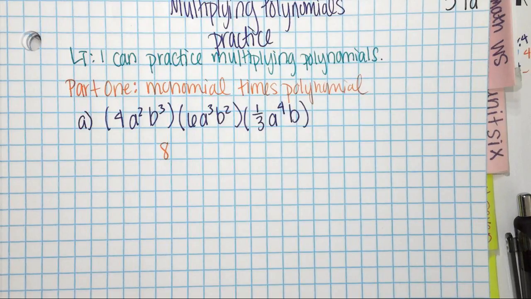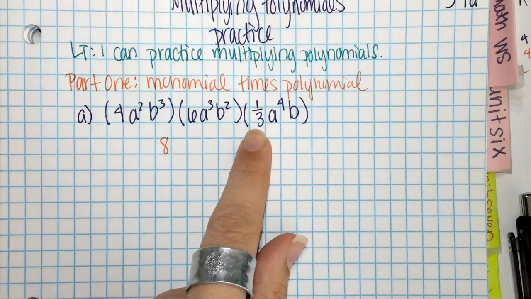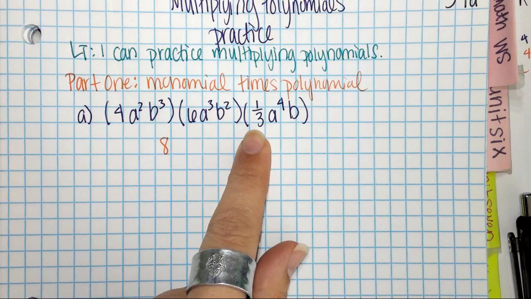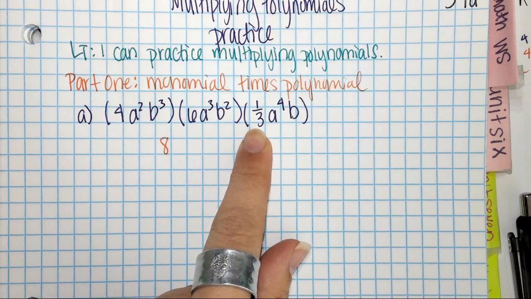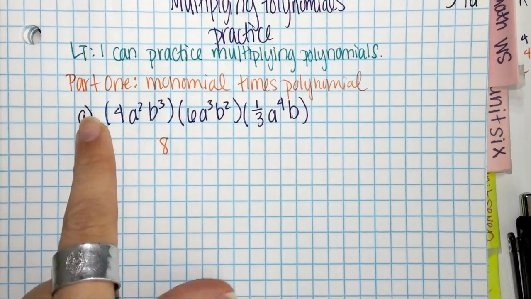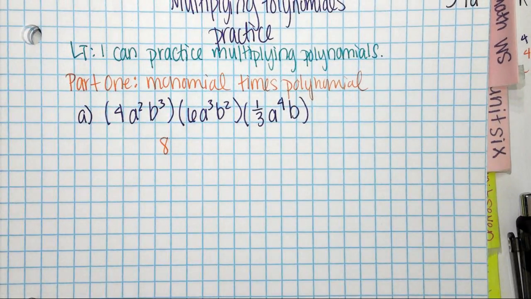Why didn't you divide it by 3? Because it's a fraction. If it wasn't a fraction, you just multiply. Like if this was 3, you would do 4 times 6 times 3. Okay.